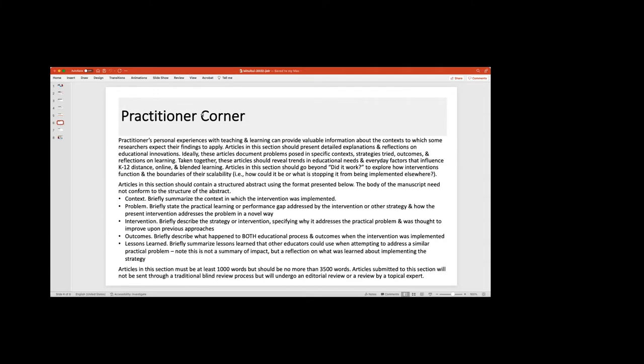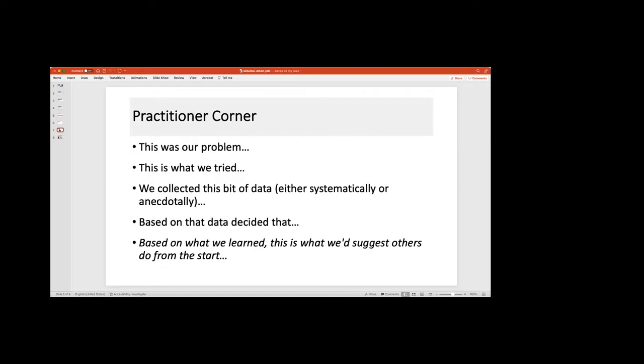The formal description is this. This is the language that you'll find on the website. And I'll drop the link, if Mary hasn't done it already, to the website in the chat, and you can go and look at that. What this basically boils down to from your perspective is the framework of the article.